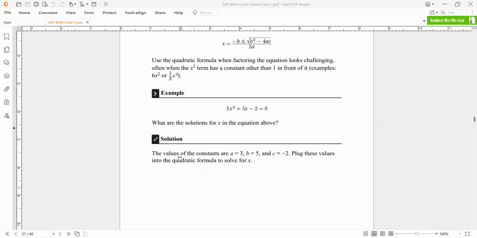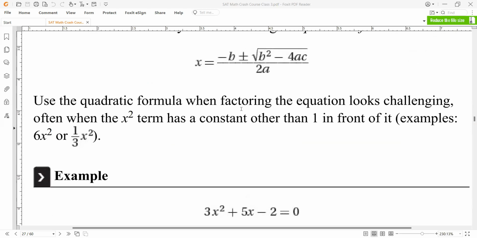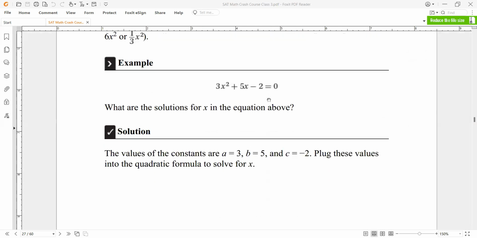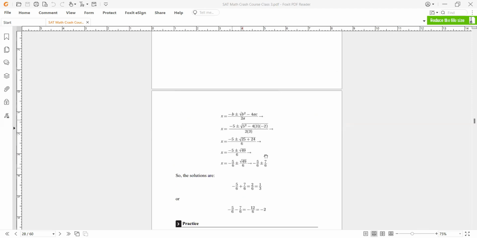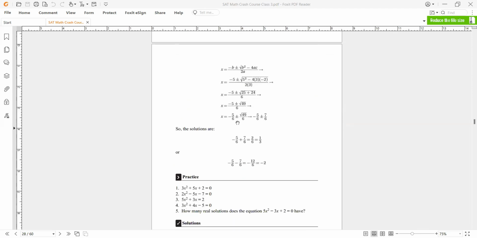Plug the values into this formula. As an example, we just need to solve this equation by using the quadratic formula. The only thing we do is put the coefficient for x squared, the coefficient for x, and the constant term into this formula, and we would get a value just like this. I think you know this, right? Okay, you know this.